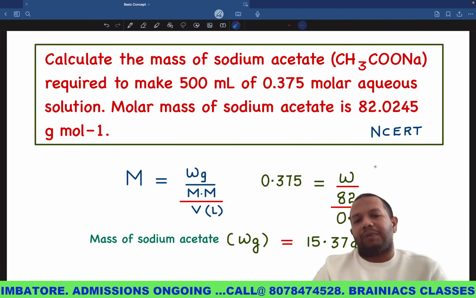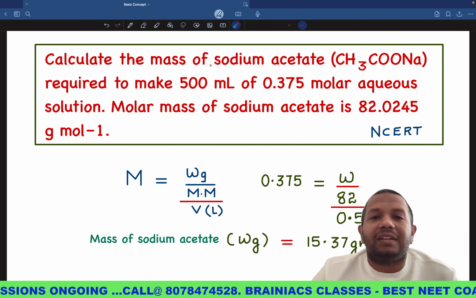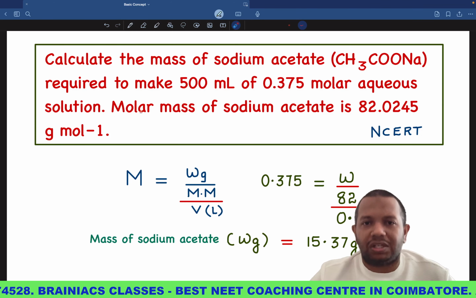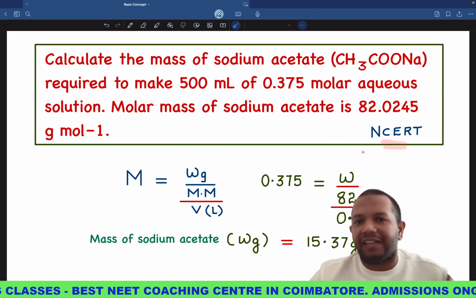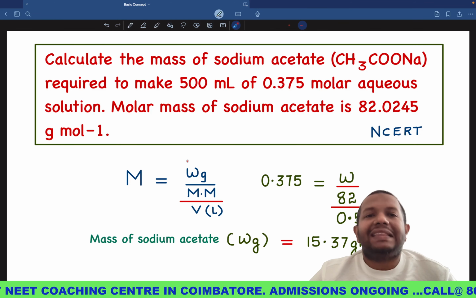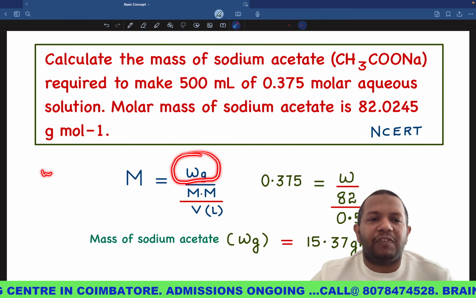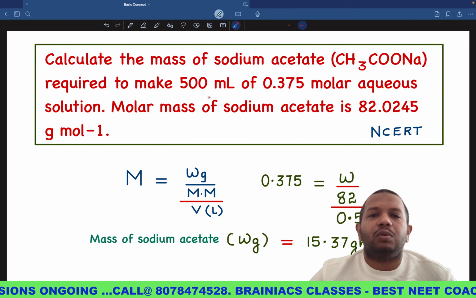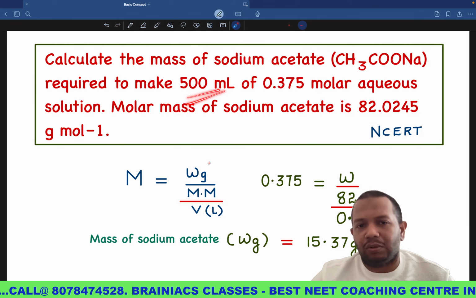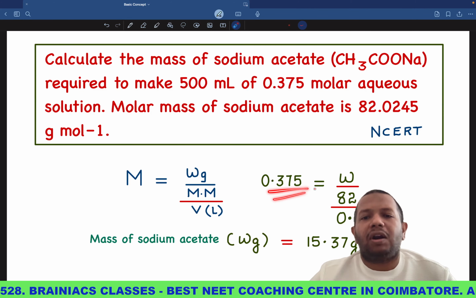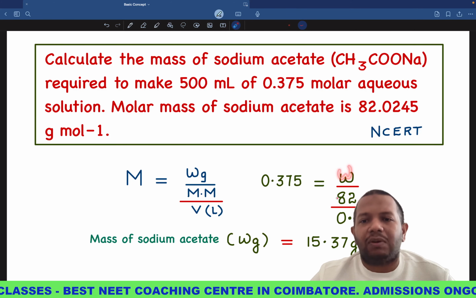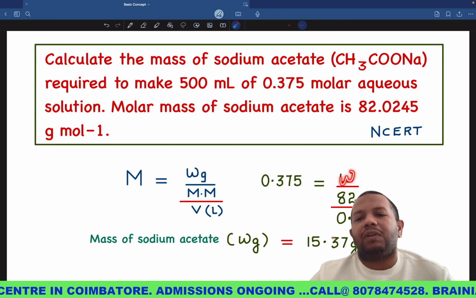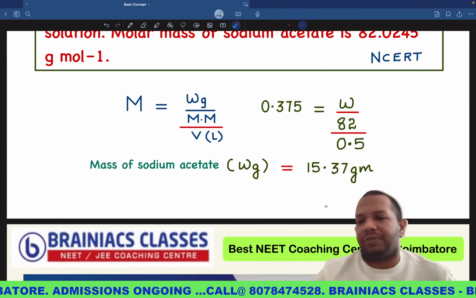Now we have our last question. This is also from that particular area. Calculate the mass of sodium acetate required to make 500 ml of 0.375 molar solution. Molar mass is given. It's also direct NCERT. That's why I have included it here. Here they are asking you to find out this W, weight in gram. Molarity is given. Molar mass is mentioned as 82, and volume of the solution is mentioned as 500 ml. We need to convert this into liters, so it becomes 0.5 liter. Molarity 0.375, weight is what we need to calculate, and 82 is the molar mass of sodium acetate. So from this we can calculate W. It will come around 15.375 gram.